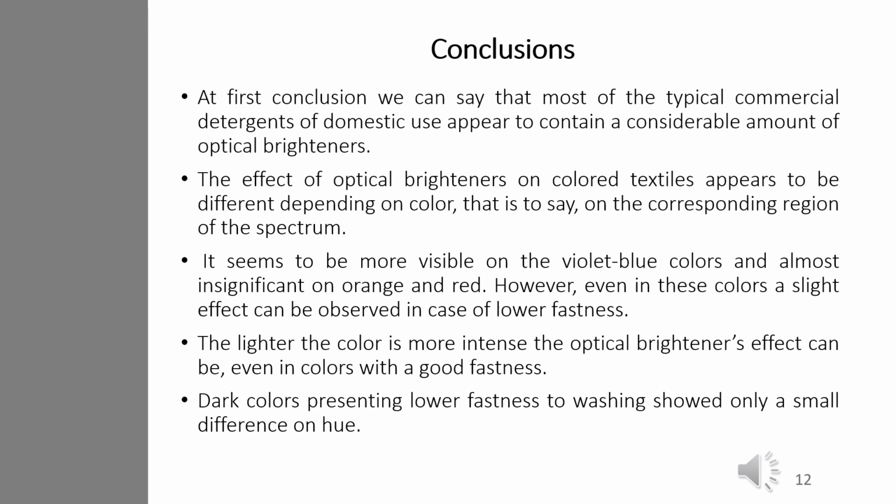Dark colors presenting lower fastness to washing showed only a small difference on hue. So the dark colors show lower fastness as compared to the light colors. So a small difference is observed in case of difference in colors or the optical brightening effects.